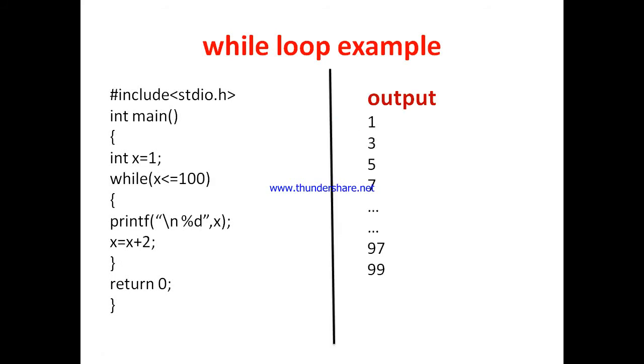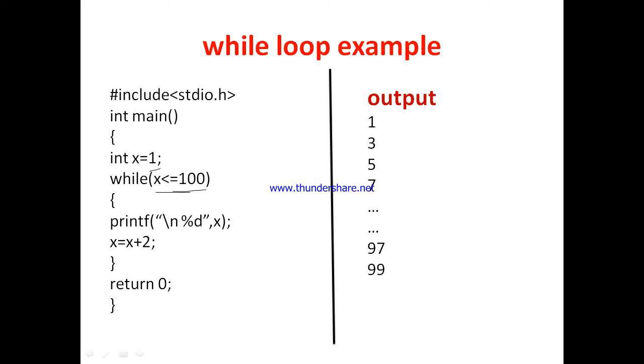Now the third example. In the third example, what are we doing? We are printing the odd numbers from 1 to 100. An odd number means a number which is not divisible by 2. Now the odd numbers start with 1, so we have initialized x with 1. Up to which number do we want? 100. So I have taken the condition x less than or equal to 100.